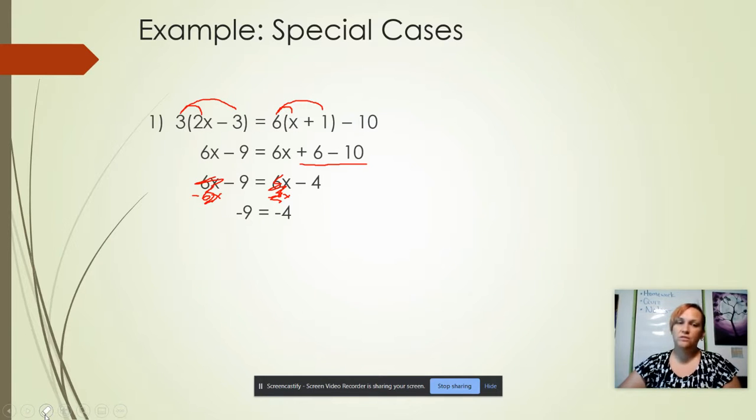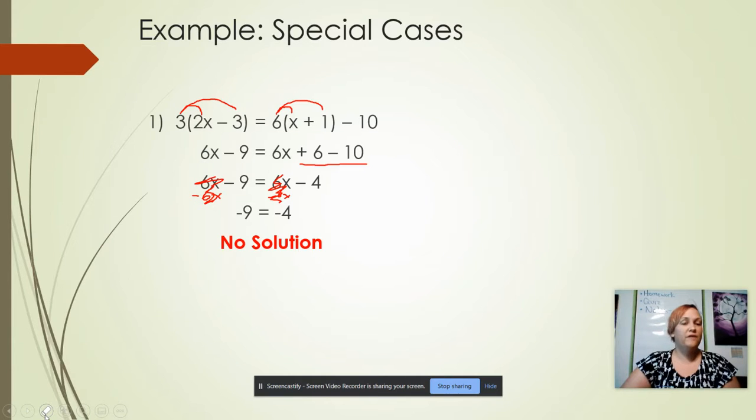Now, before we choose the phrase, we need to notice that negative 9 does not equal negative 4. Those are two different numbers. This is not a true statement. Since this is not a true statement, the final answer to this problem is no solution. And that's what you would write on the answer line.